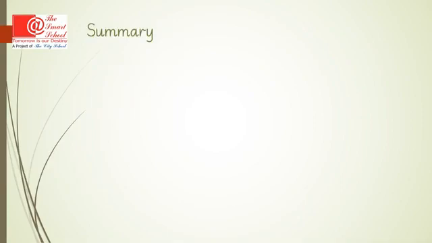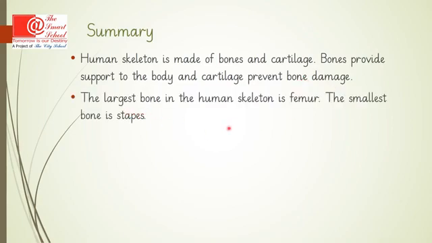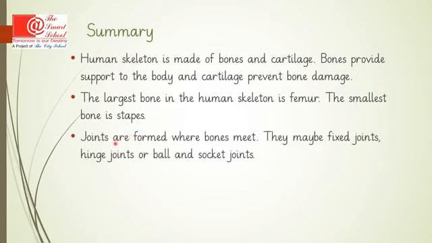We shall now summarize what we have studied so far in this lesson. Human skeleton is made of bones and cartilage. Bones provide support to the body, and cartilage prevents bone damage. The largest bone in the human skeleton is femur, and the smallest one is stapes. Joints are formed where bones meet. They may be fixed joints, hinge joints, or ball and socket joints.